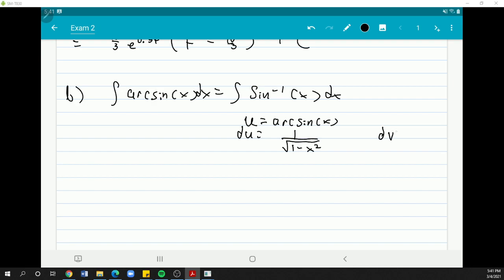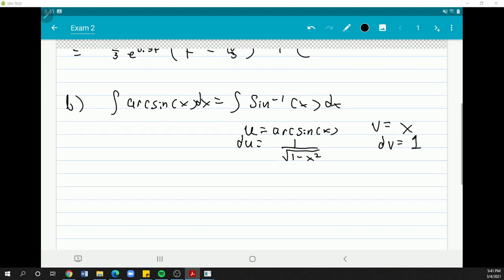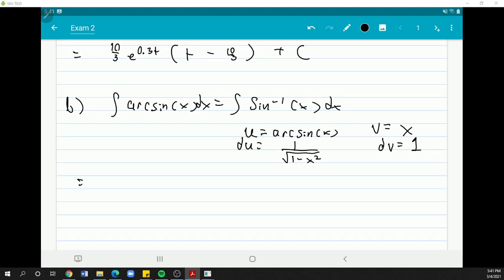And then the trick is you say dv is actually 1. There's a 1 there in front of that arc sine because I can multiply something by 1 without changing it. And so that makes v equal to x. So by that, this integral is equal to uv, so x arc sine x minus integral v du, which is x over the square root of 1 minus x squared dx.